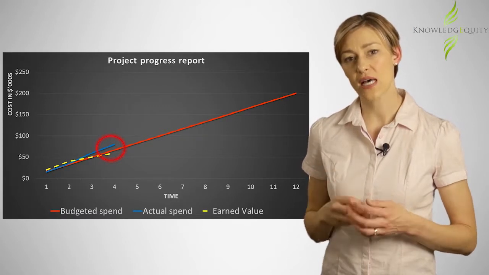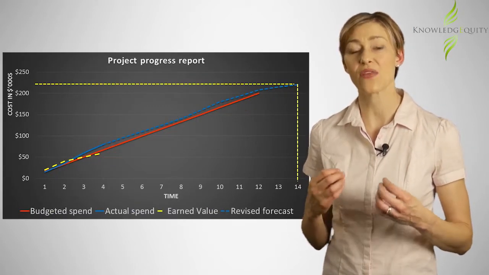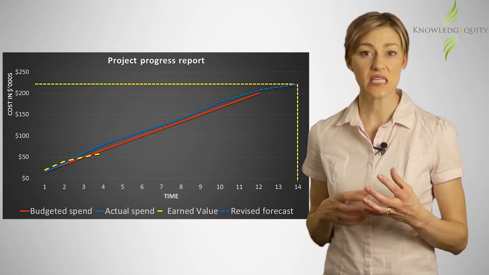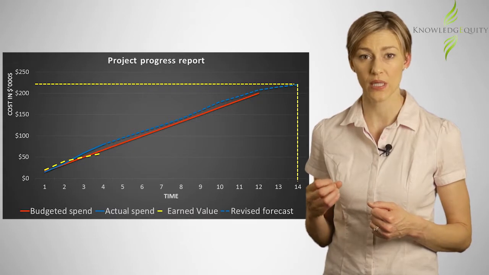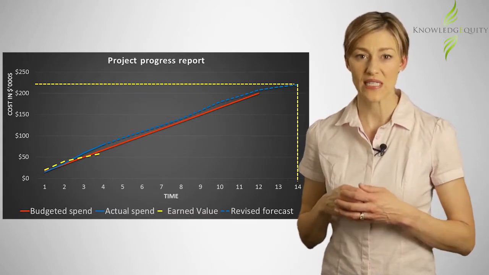You can also forecast the revised budget by extrapolating the actual cost data line. In this case, the projection shows that the project is expected to run over time by 2 months and run over budget by $20,000.